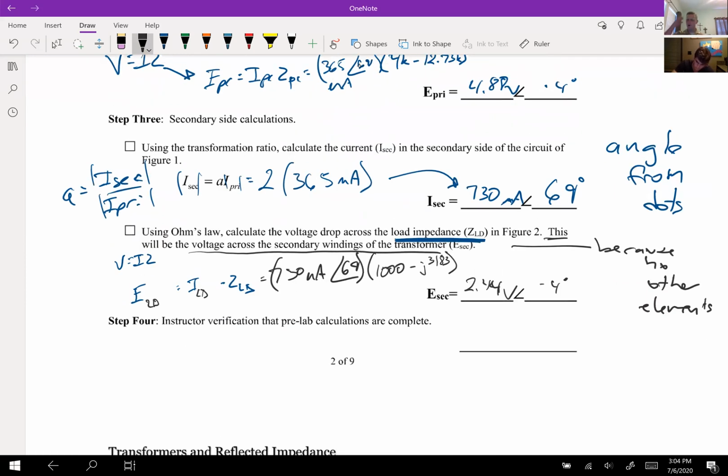I could have easily solved for that with the turns ratio, because the turns ratio is A, 2. So it would just divide that by 2. It was a step down transformer, went from 4.88 down to 2.44. The dots match, so the -4 degrees matches the -4 degrees.